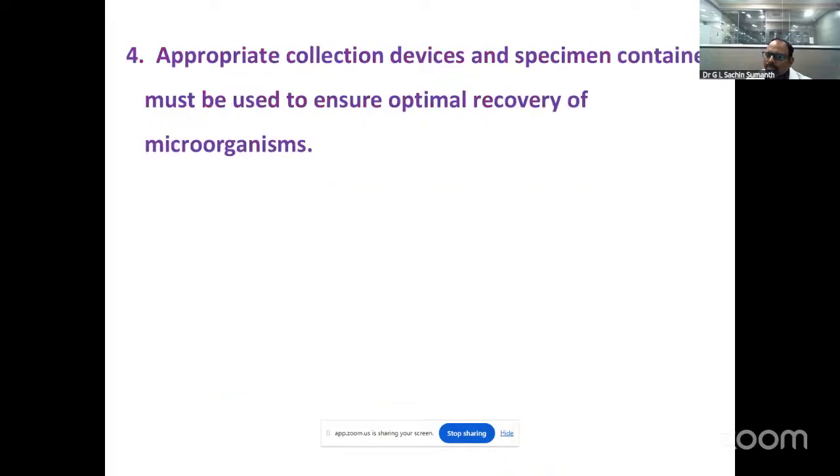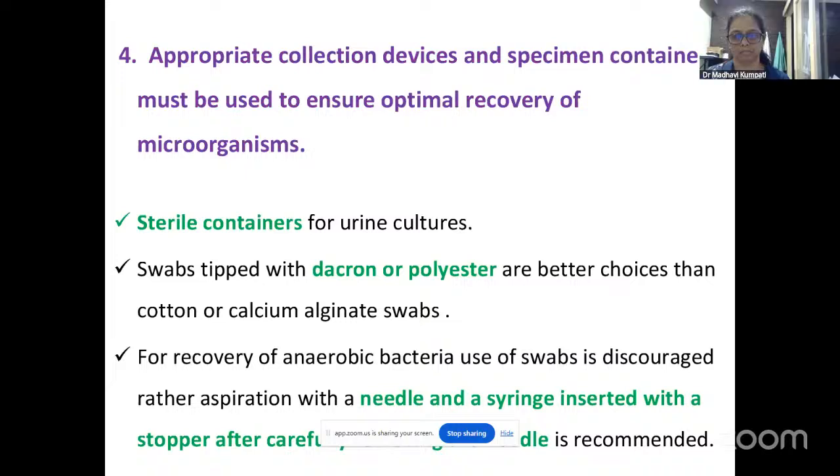And fourthly, appropriate collection devices and specimen containers must be used to ensure optimal recovery of microorganisms. For example, urine cultures should definitely be collected in sterile containers. And for throat swabs, those with Dacron or polyester are better choices than cotton or calcium alginate swabs. And for recovery of anaerobic organisms, the use of swabs is discouraged; rather, aspiration with a needle and syringe, inserted with the stopper after careful removal of the needle, is recommended.